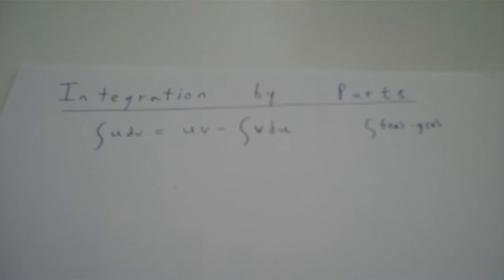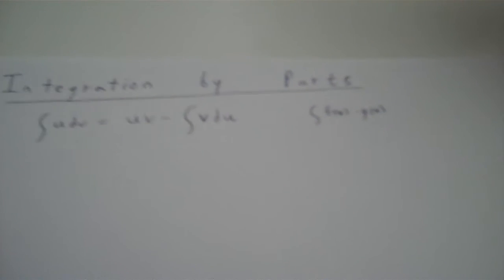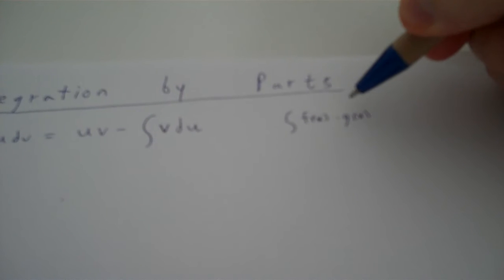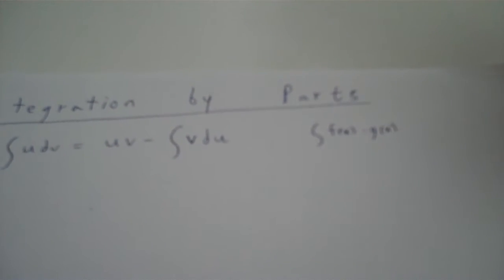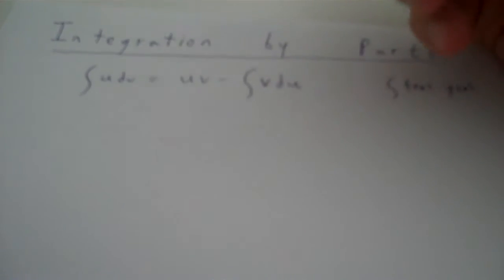Hi guys, what I'm going to be going over today is how and when to use integration by parts. You want to use integration by parts basically when you have the product of two functions and you want to take the integral of that. You can't normally do that without some sort of trick, and that trick we'll use is this formula here.